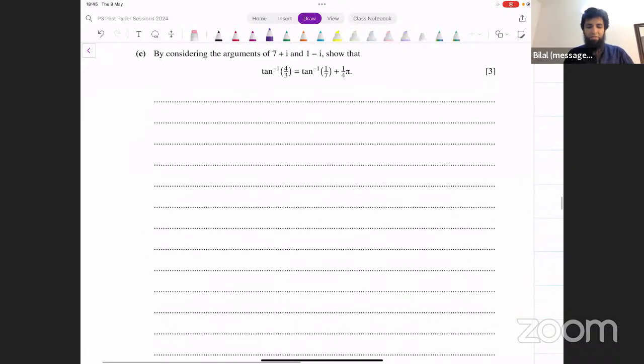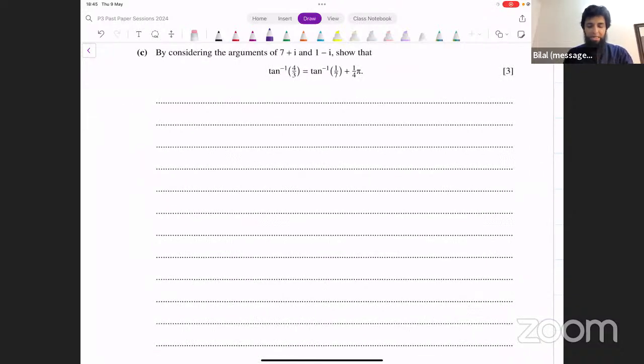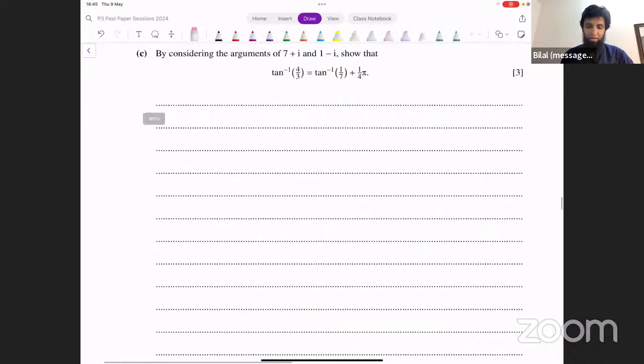Really straightforward. Now it says, by considering the arguments of 7 plus i and 1 minus i, show that this thing is true. Whenever you see this, it should remind you of tan inverse of something plus or minus tan inverse of another thing. When you have an equation like this, it should remind you of the properties of complex numbers, where you study that if two complex numbers are multiplied, their moduli are multiplied and their arguments are added. And if two complex numbers are divided, their moduli are divided and their arguments are subtracted. Okay, we have to use that here.